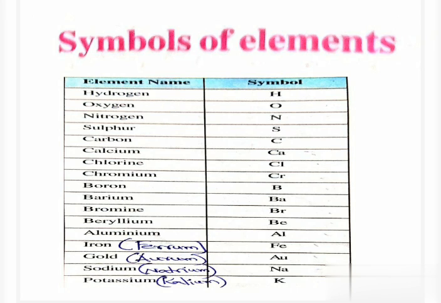In bromine, starting letter B, second letter R. B capital, R small. Br is the symbol of bromine. Beryllium, Be. Okay, B is capital, E is small. Be is the symbol of beryllium.